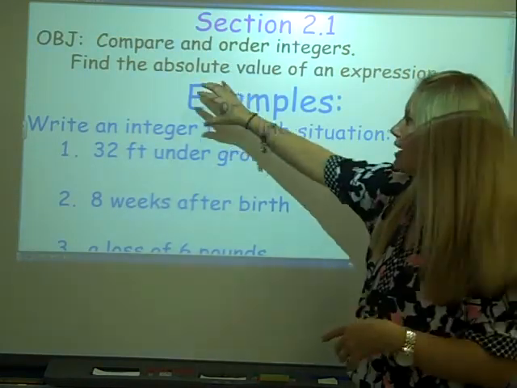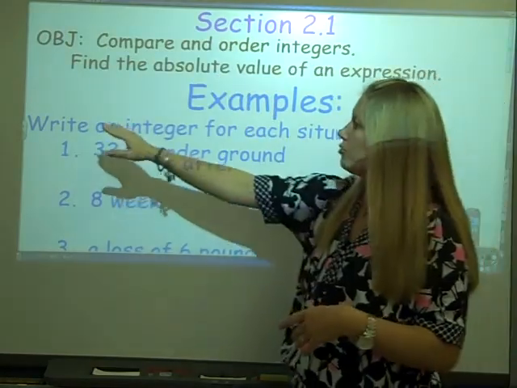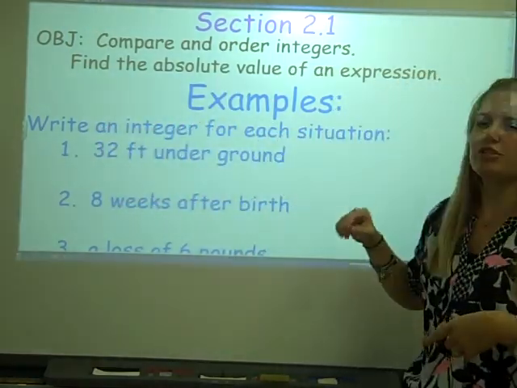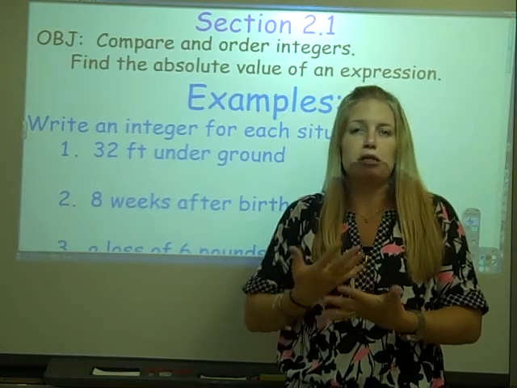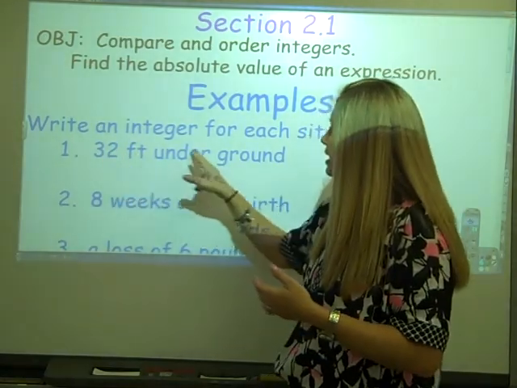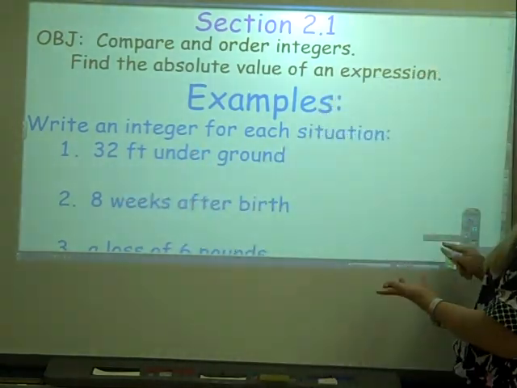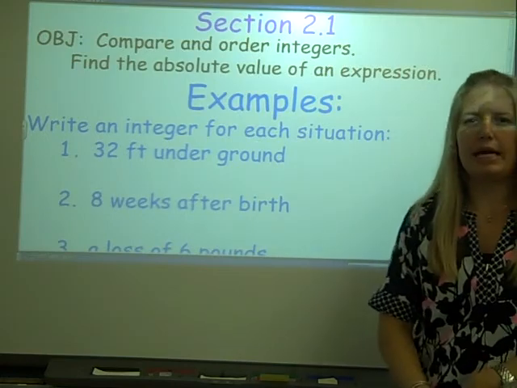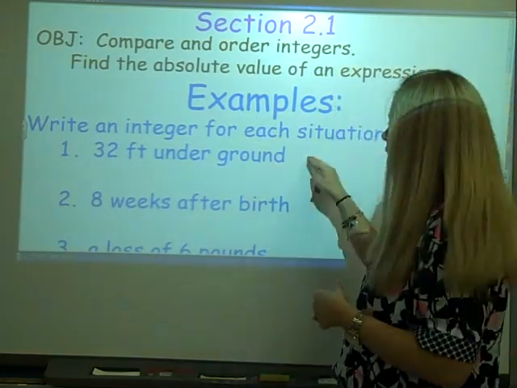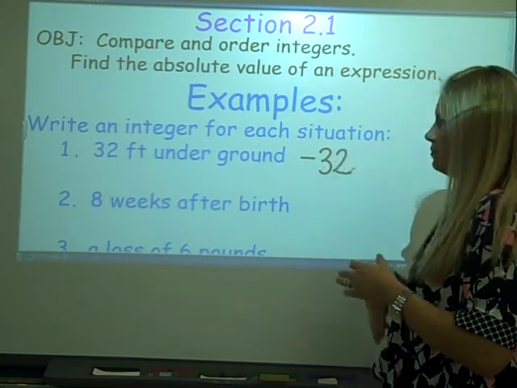Examples. So you should write down examples next. Write an integer for each situation. So you just have to write a number. Integer is a number. 32 feet underground. Okay, well, underground to me would mean that you're going down. That would mean negatives. So I write negative 32.